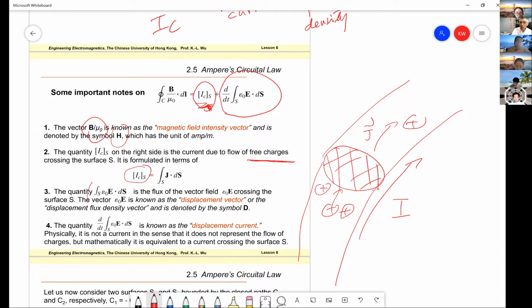But this quantity we said, okay, we use the symbol D. We define it, it's called the flux density, the flux density vector. This flux density vector defines displacement current.